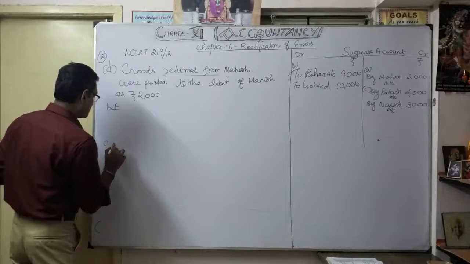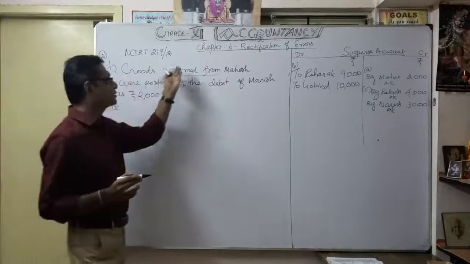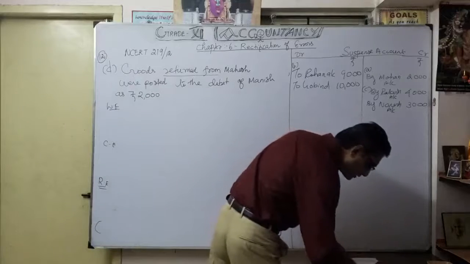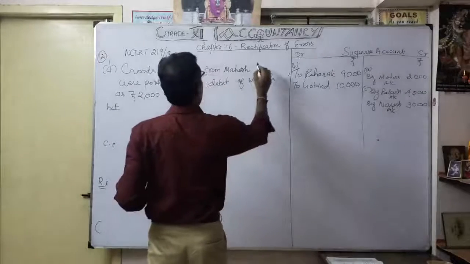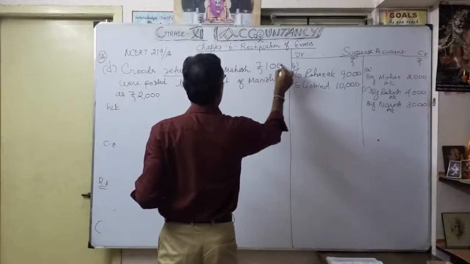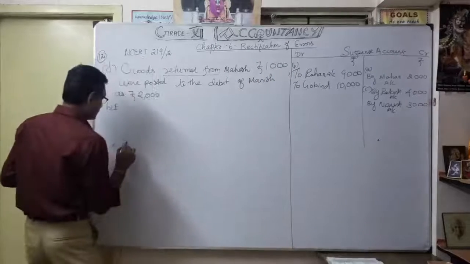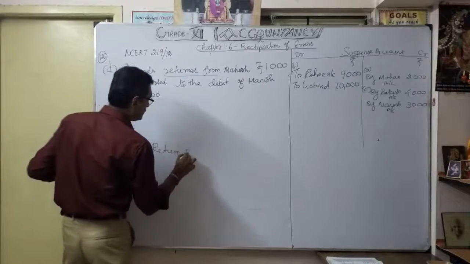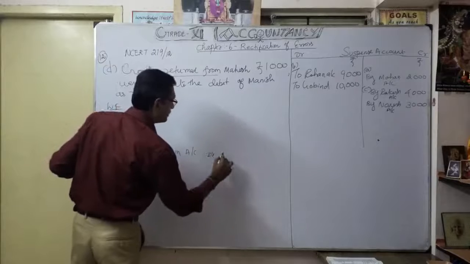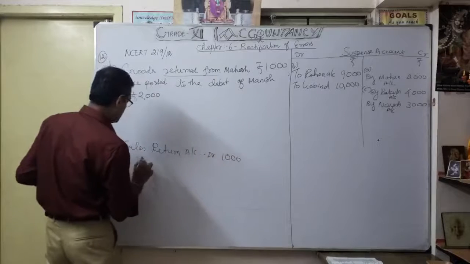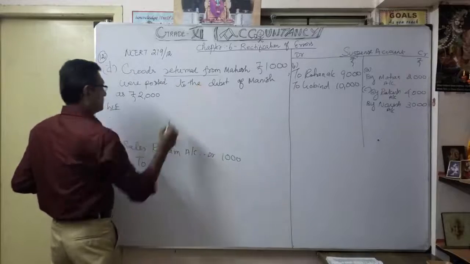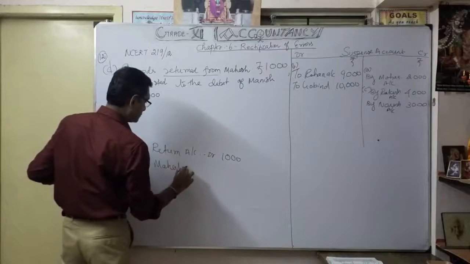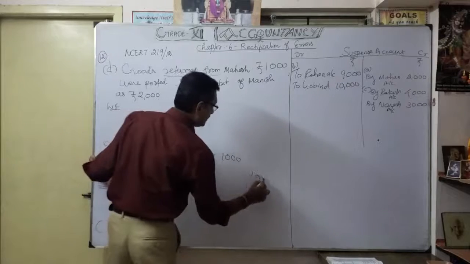First I write the correct entry. Then only you will be able to understand easily. So what's the correct entry? Goods returned from whom? Magesh. How much? Amount I have to write, isn't it? Goods returned from Magesh, 1,000. That's the entry. So sales return account debit, how much? 1,000. Okay, to whom? Return from Magesh. Okay, so Magesh account.